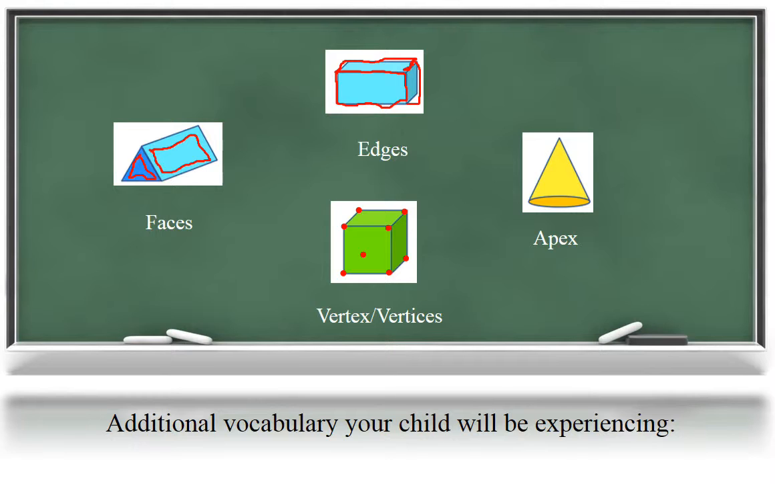So a vertex, or vertices, are where edges come together and meet at a point. Now, one last vocabulary word is apex. Students may or may not encounter this vocabulary word, but an apex is where a curved surface comes together at a point. So in this case, the apex of a cone is right there.